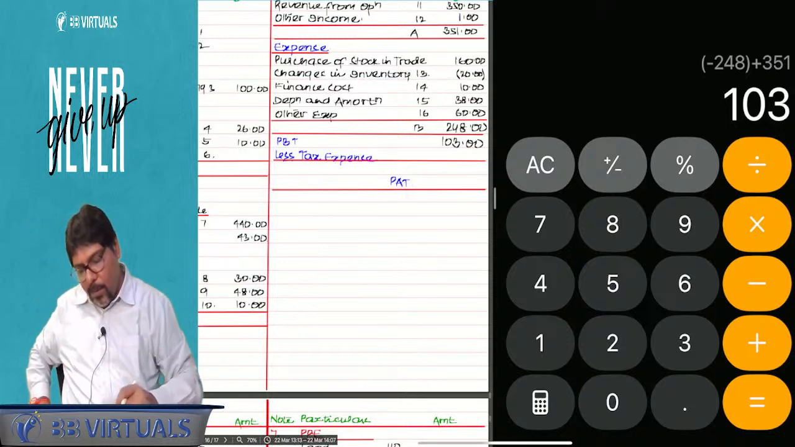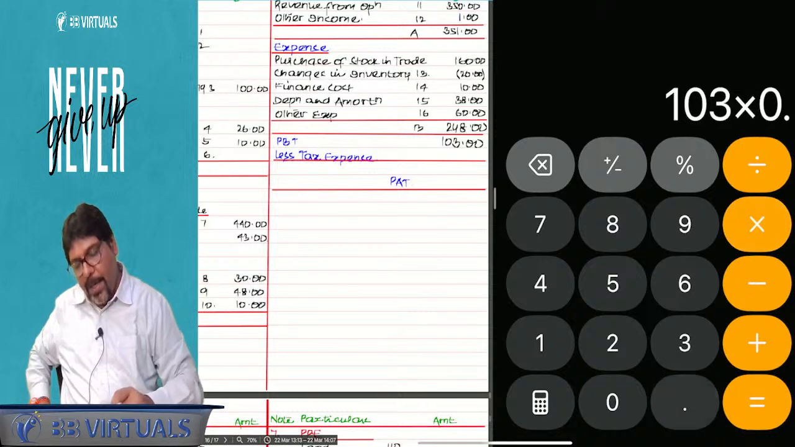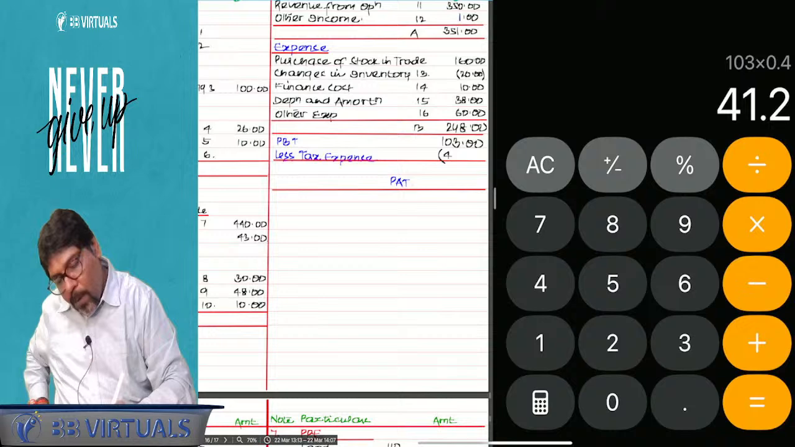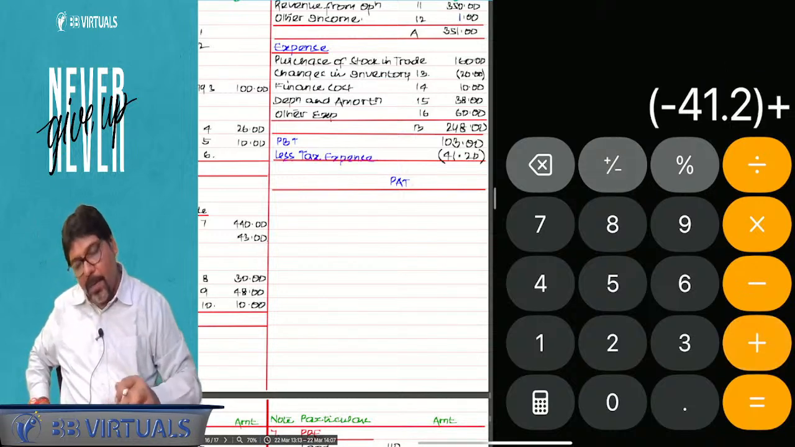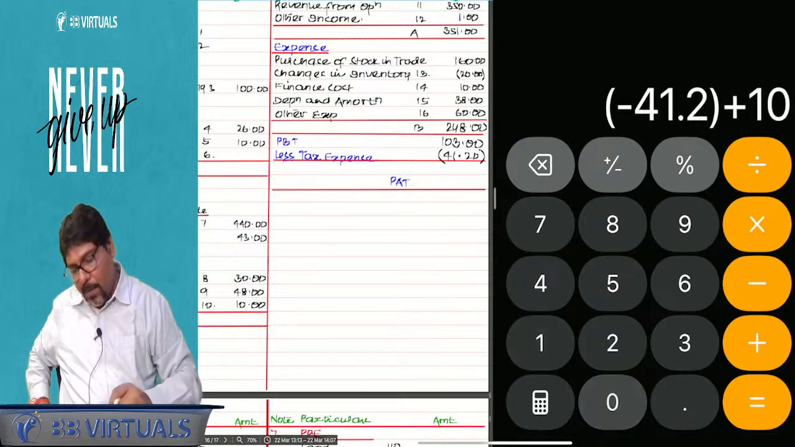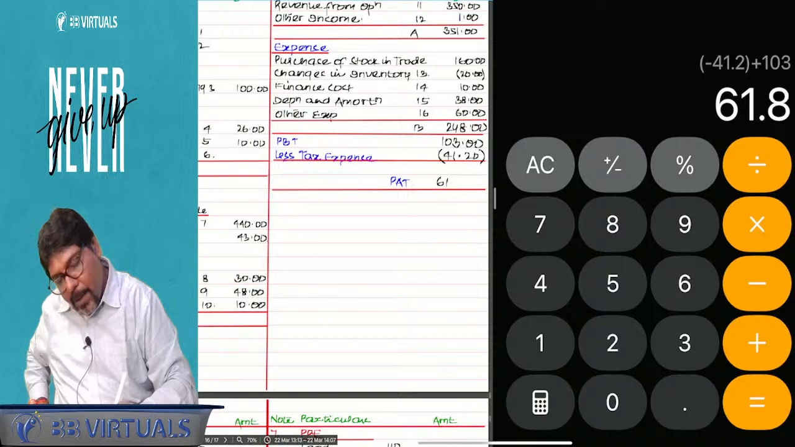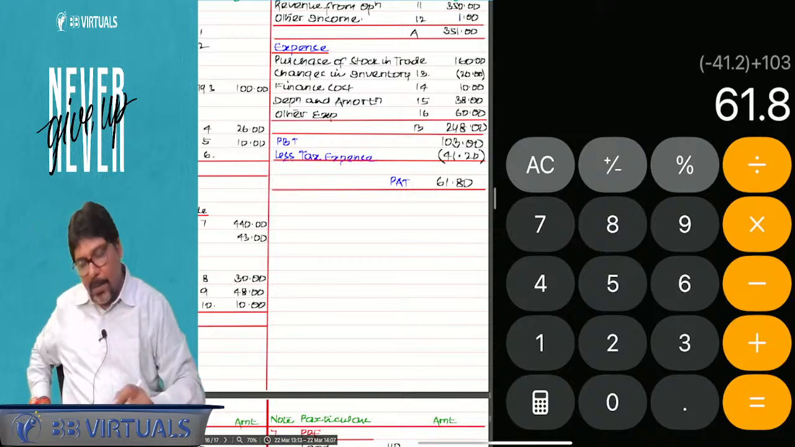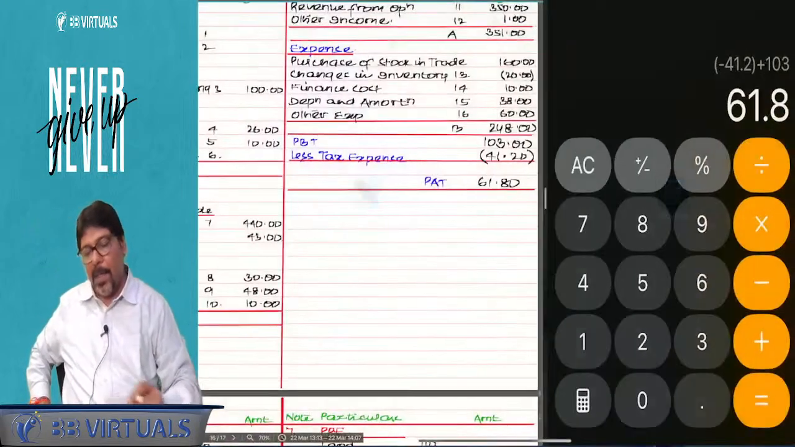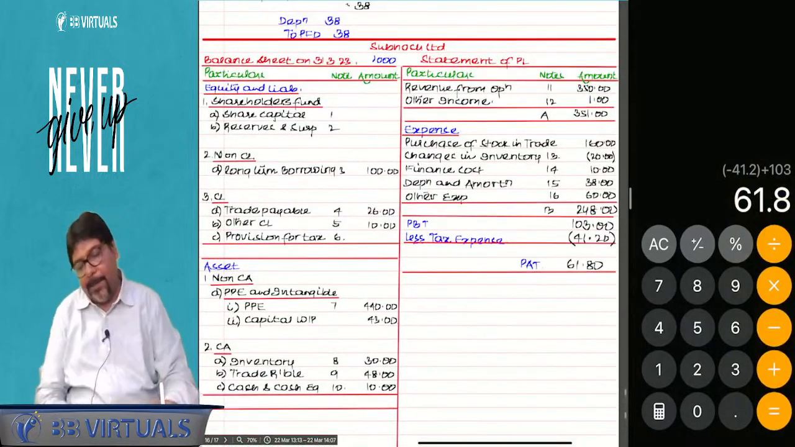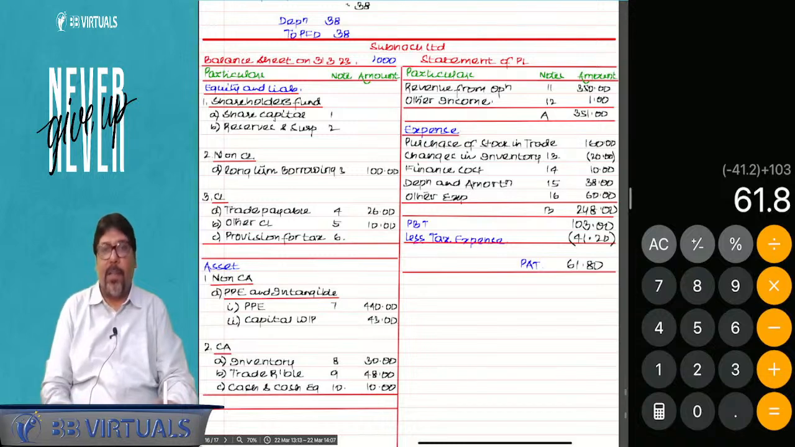On that, 0.4, 40% is tax. 41.2. 103 minus 41.2, 61.8 is your profit after tax. Correct? Yes, sir.